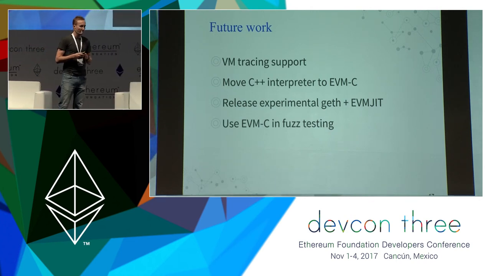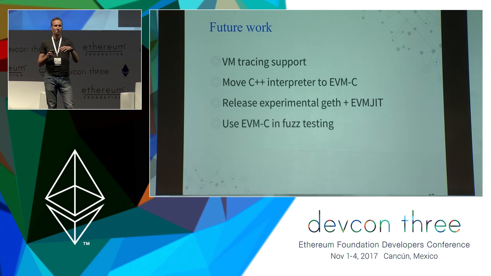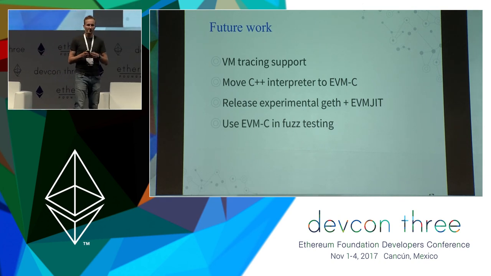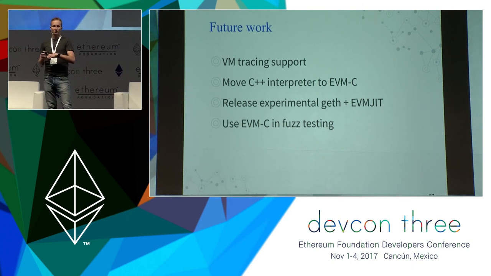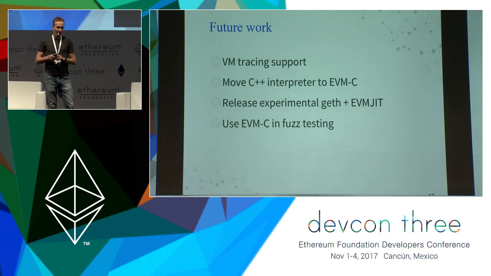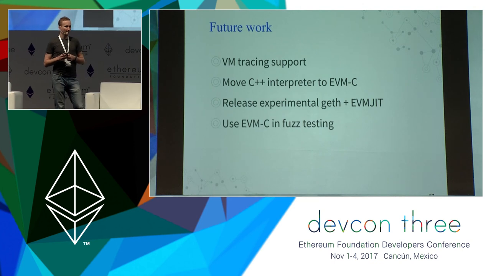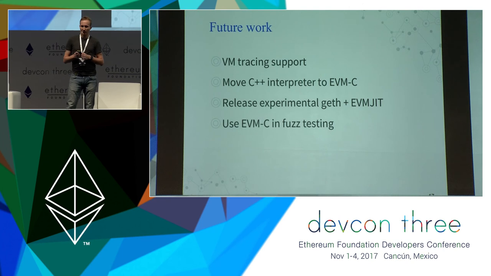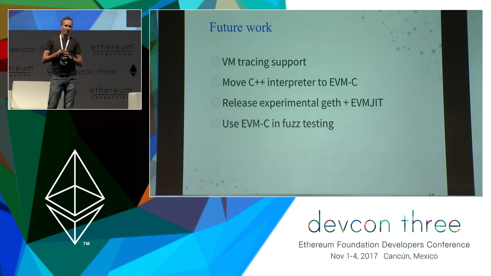The missing piece of the EVM-C API is VM tracing, and this is a showstopper at the moment because we cannot replace existing VMs completely, because this missing feature is important in other places. If this is in place, we would like to move the C++ interpreter to use the EVM-C interface as well. And I also plan to release an experimental Geth with EVM JIT as a virtual machine there. Recently someone also considered using this interface together with a fast testing project.